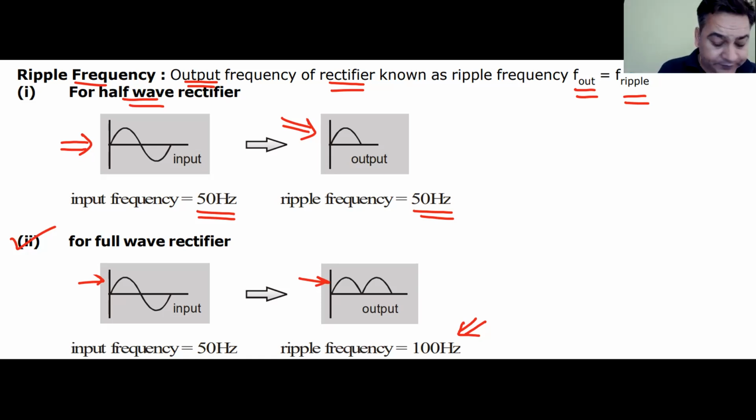So we have seen what happens to the frequency. In case of a half-wave rectifier, frequency remains same. In case of a full-wave rectifier, frequency becomes twice. Yes or no? Yes, sir.